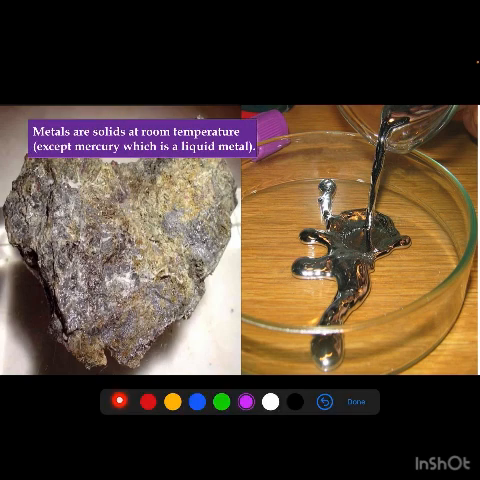Next thing is metals are solid at room temperature except mercury, which is a liquid at room temperature. So all the metals are solid at room temperature except mercury. There might be questions: name the metal which is liquid at room temperature. So we can say it is mercury.